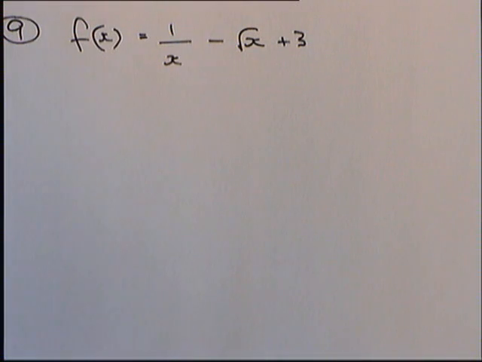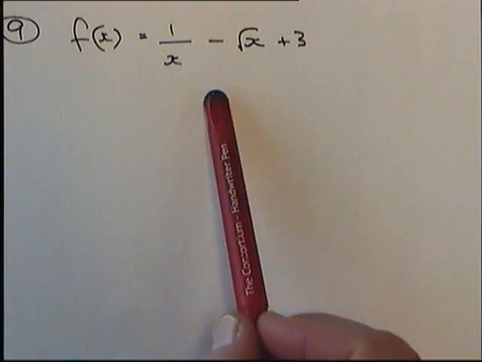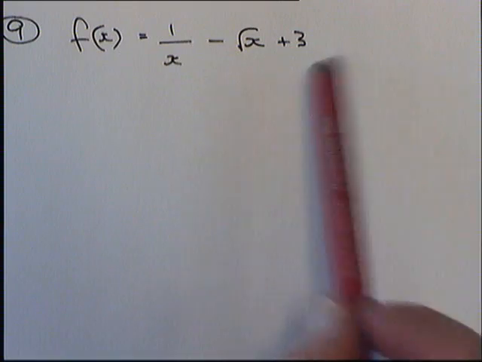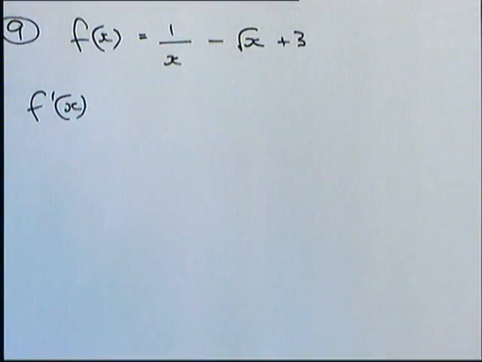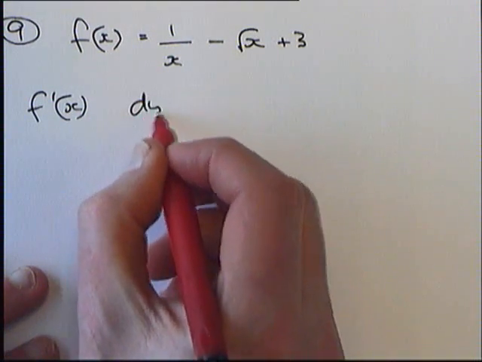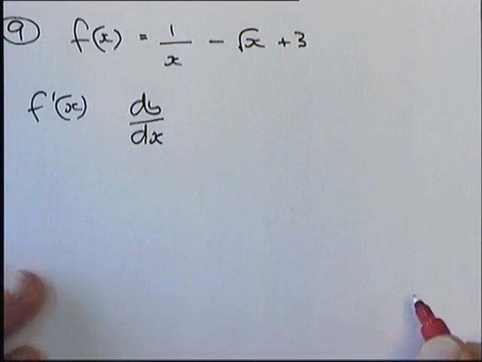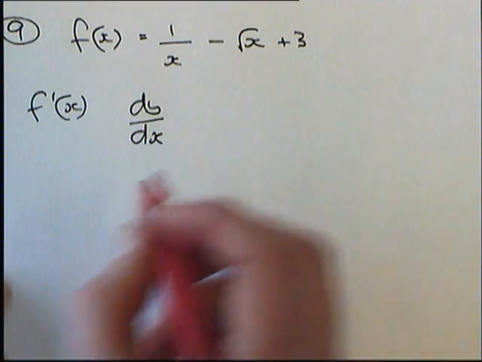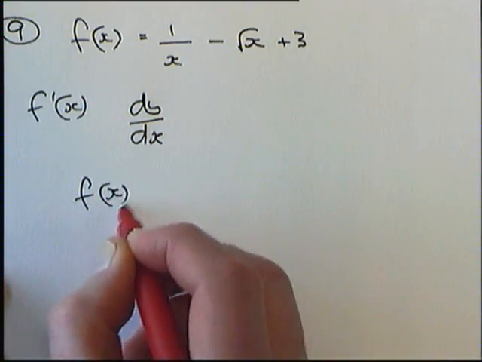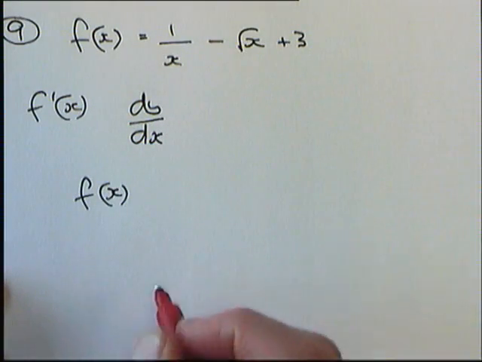This is question 9 of the OCR 2010 C1 paper, and the question says, given that f of x is 1 over x minus the square root of x plus 3, find f dashed of x. Well, f dash of x is the same thing as dy dx, really. It means you have to differentiate. And if you're going to differentiate something with x's in, you really need powers on the x's rather than 1 overs and square root signs.